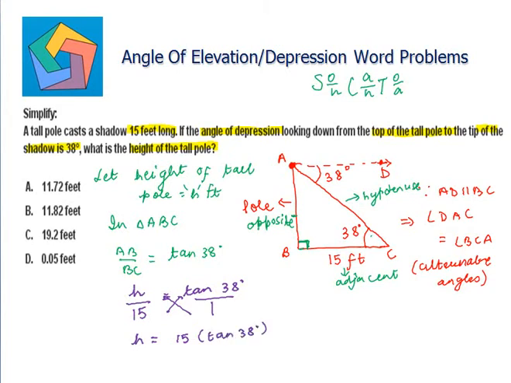Now please put in your calculator 15 times tangent 38 degrees. You will get your answer as 11.72 feet, approximated to 2 decimal places. And make sure your calculator is in degrees mode while calculating. So A is the answer. Next problem.